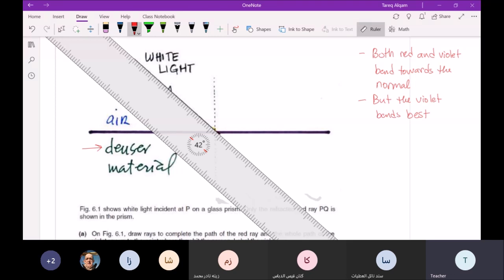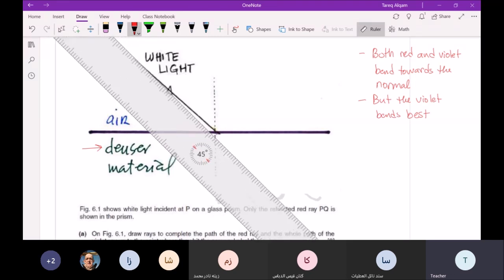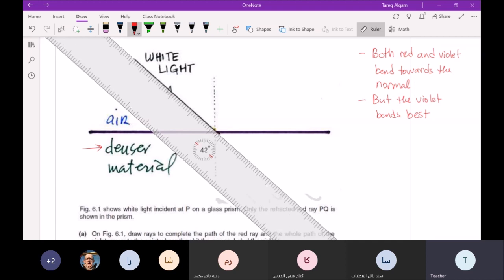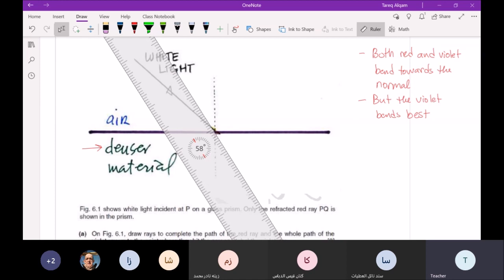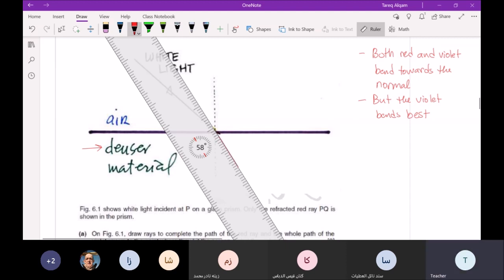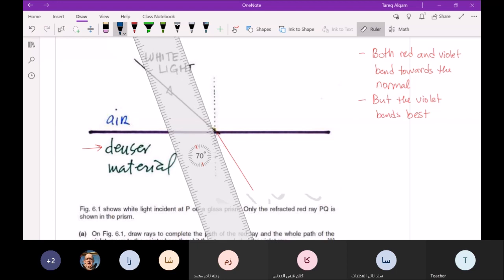What do I mean? If I want to draw violet, both of them will bend. Guys, notice the movement of the ruler, or the bending of the ruler. I bend the ruler towards the normal. This is the red. Okay. And this is what? The violet.